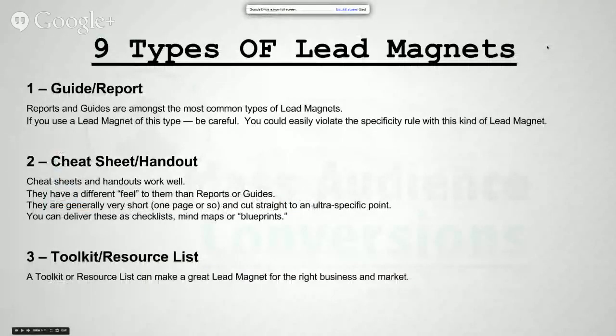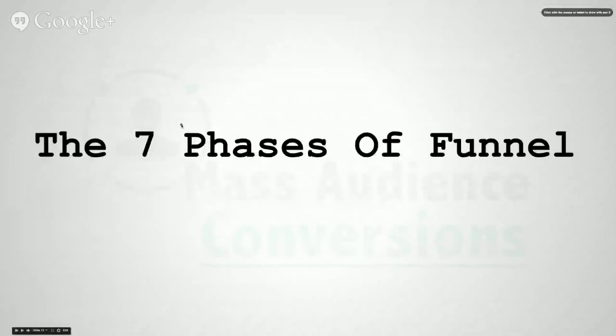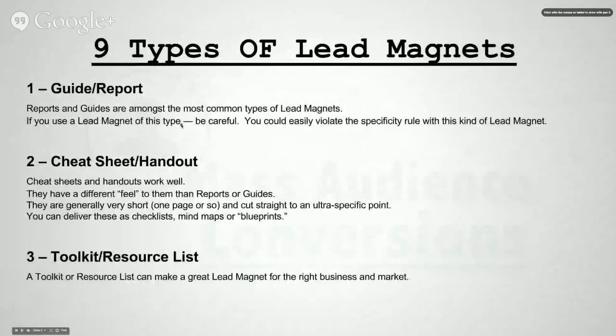So the 9 types of lead magnets, because not every lead magnet is created to sit equally, especially for different markets. So the first type of lead magnet we're talking about is really most popular, and that's reports slash guides. Reports and guides are amongst the most common that we see every single day, really no matter what market you're in when it comes to lead magnets.